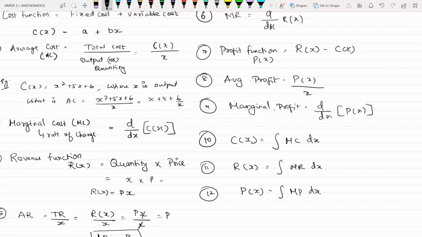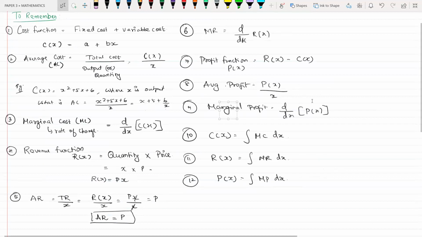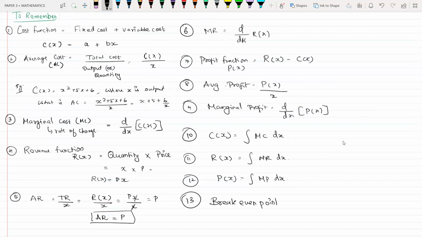These are the total 12 functions based on derivatives in economics you are having. And you are having one more thing, which I don't know whether you know it or not, that has the concept of break-even point. In economics you are having it. In the break-even point, my cost is the same as my revenue. There is no profit, no loss situation. Break-even point means what? No profit, no loss situation.